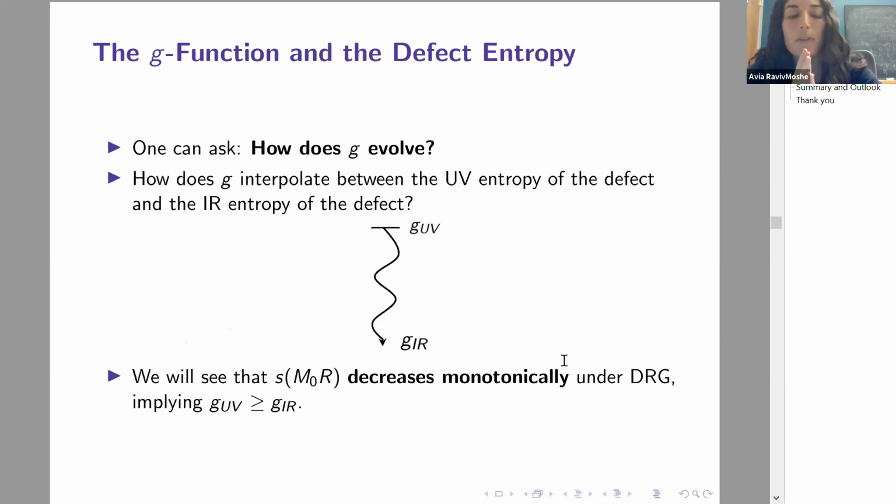Now, an interesting question to ask is the following. How does this G evolve? Meaning, how does this G interpolate between the UV entropy of the defect and the IR entropy of the defect? And what we will see in a minute is that the defect entropy S decreases monotonically under a defect RG flow, which implies that G_UV is always larger or equal to G_IR.